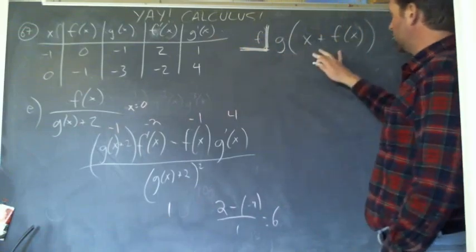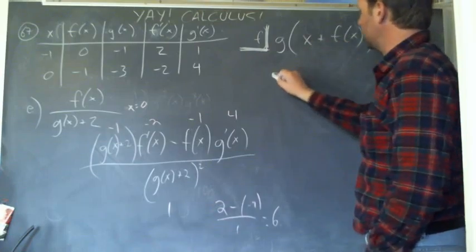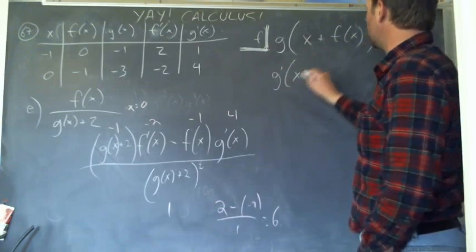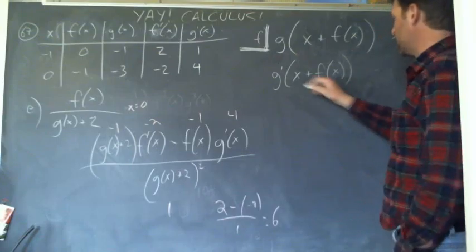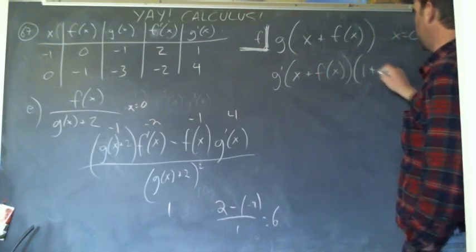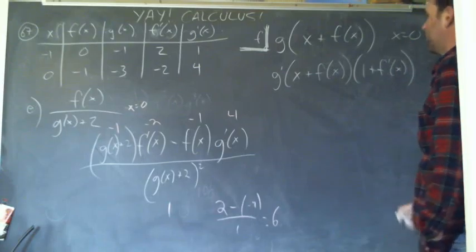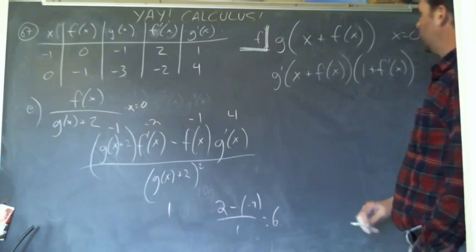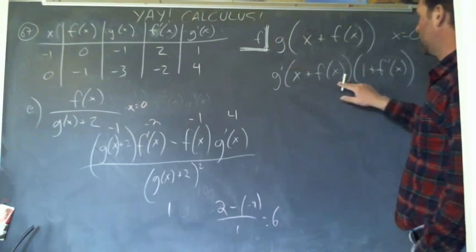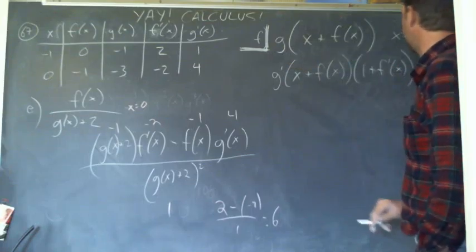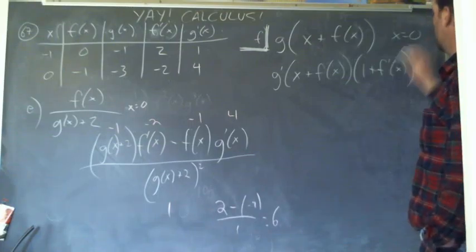All right, so chain rule. The derivative of g of x plus f of x is going to be g prime, our original interior, times the derivative of the inside, which will be 1 plus f prime of x. So it's the derivative of the inside plus the derivative of the inside. Kind of redundant, but we'll deal.